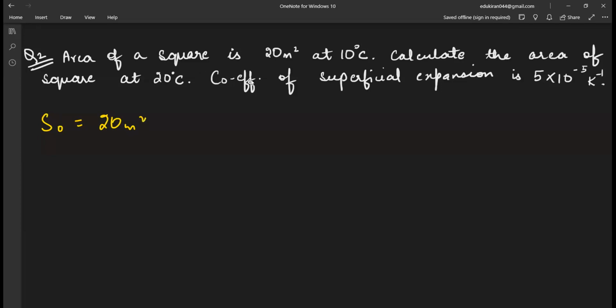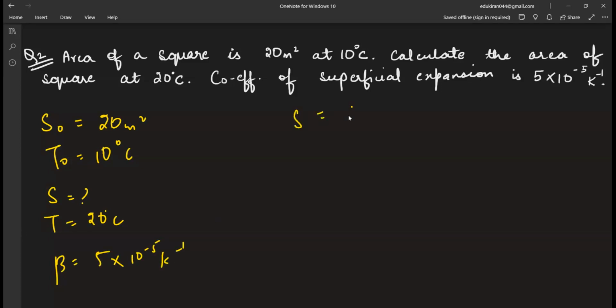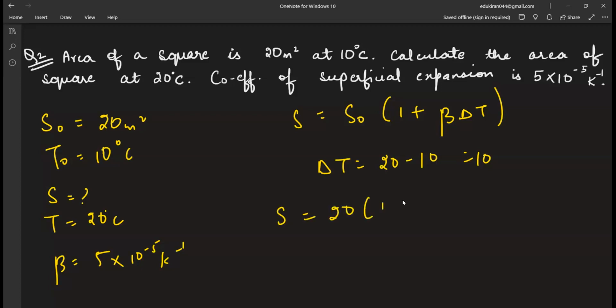In the question, the initial surface area is given as 20 meters square. The area of a square is 20 meters square at a temperature of 10 degrees Celsius. Calculate the area of the square at a temperature of 20 degrees Celsius. The coefficient beta is given as 5 into 10 to the power minus 5 Kelvin inverse. So S is equal to S naught times 1 plus beta delta T. Delta T is 20 minus 10, which is 10. So it will be 20 times 1 plus 5 into 10 to the power minus 5 into 10. So the surface area would be 20.01 meters square.